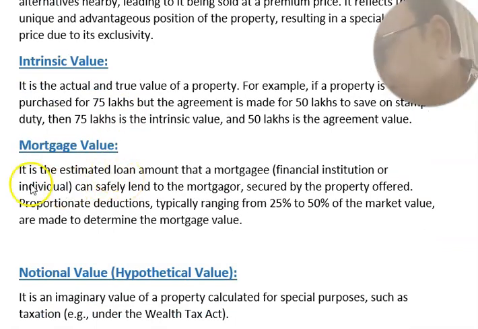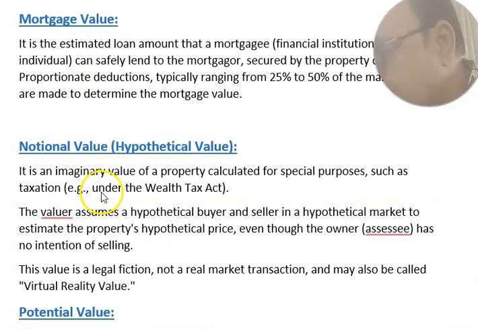Mortgage value. It is the estimated loan amount that a mortgagee can safely lend to the mortgagor. Whatever safe loan amount the bank can give to the mortgagor is called the mortgage value. The market value of the property is calculated, then 25 to 50% is reduced, and the bank gives the loan amount. That is called the mortgage value.